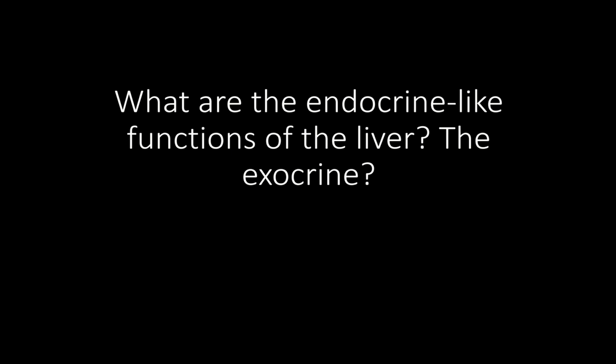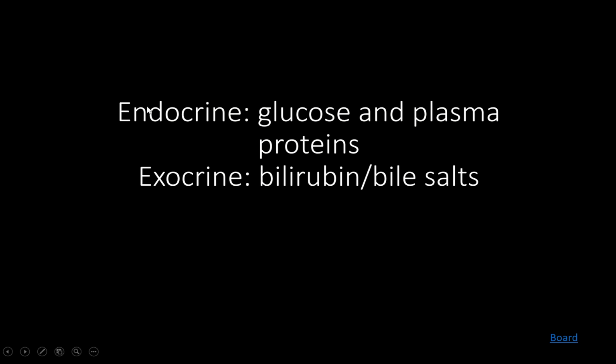What are the endocrine-like functions of the liver, and what are the exocrine functions of the liver? Okay, so remember, endocrine ones are going to be ones that end up in the blood and going to the rest of the body. Exocrine ones are going to be secreted outside of the body, and in terms of the liver, it's going to be secreted outside of the body into the digestive system. Okay, so that's considered an exocrine secretion of the liver, right? So the endocrine secretions are going to be glucose and plasma proteins, and those are going to go into vascular circulation. Okay, so they're going to go into the blood, glucose and plasma proteins.